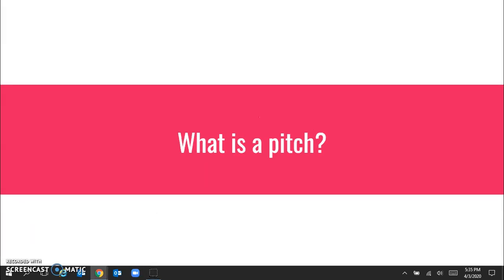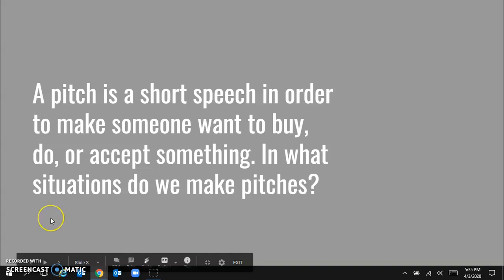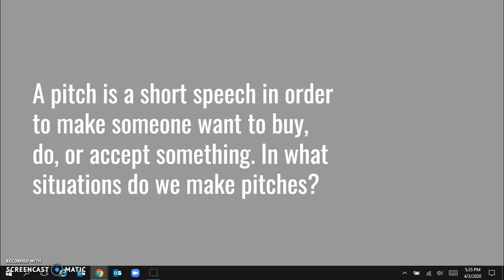What is a pitch? A pitch is a short speech, and the purpose of a pitch is to make someone want to buy, do, or accept something. So a pitch is a kind of speech where you want to change someone's mind, convince them, persuade them, change their behavior. So in what situations in real life do we make pitches?